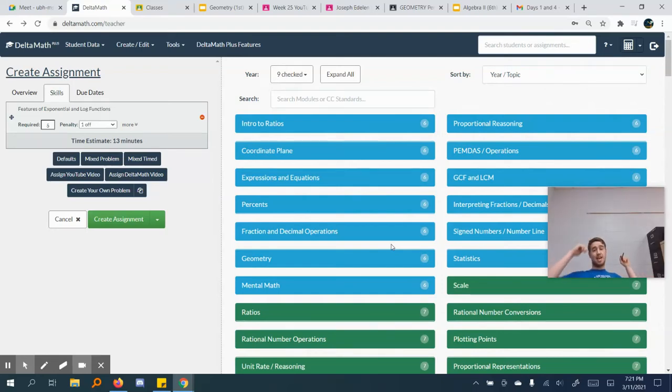Welcome back. Today we are going to look at features of the graphs of exponential and log functions. We're going to walk through some of those and let's see how we do.